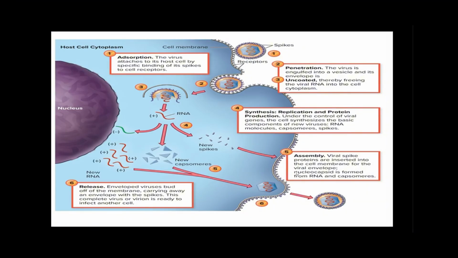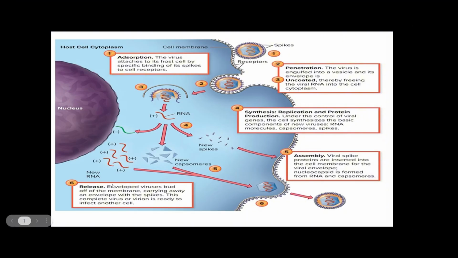Then number 5, assemble. In this example, the spike proteins, aka glycoproteins, are inserted into the cell membrane in order to form a viral envelope. The capsid is then formed by the new RNA and the new capsomeres. If the original virus had DNA material, then it would stay in the nucleus. Therefore, it's called a provirus because it integrates, as you can see, into the host cell genetic material.